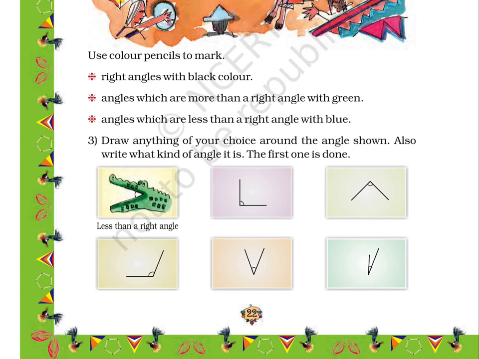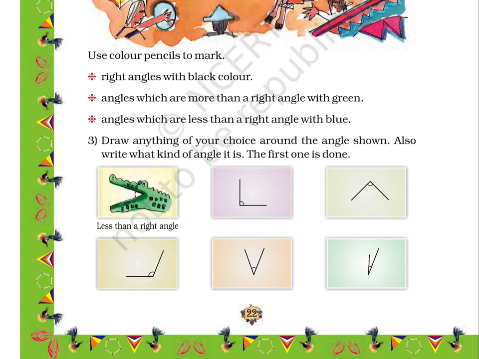We see 6 small boxes below this question, each with the picture of different angles. The first one is the picture of a crocodile with its mouth wide open, and the correct answer is mentioned below the picture, less than a right angle. Observe the other pictures and give your answers accordingly.